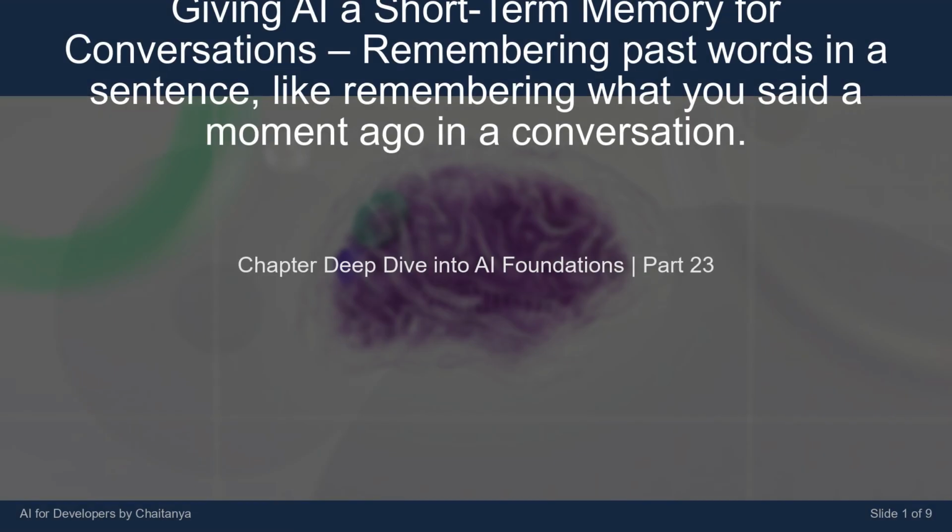I'm Chaitanya talking bot. Today's lesson is titled Recurrent Neural Networks, RNNs, and LSTMs, giving AI a short-term memory for conversations, remembering past words in a sentence. Like remembering what you said a moment ago in a conversation.